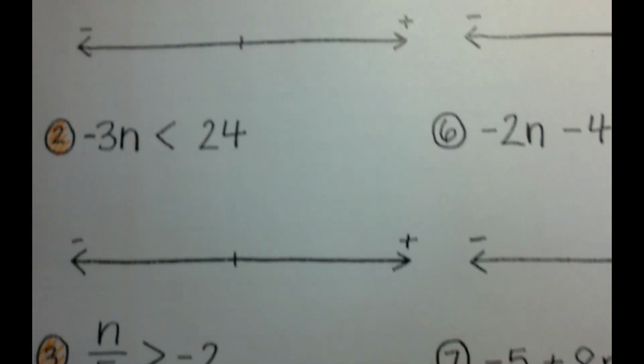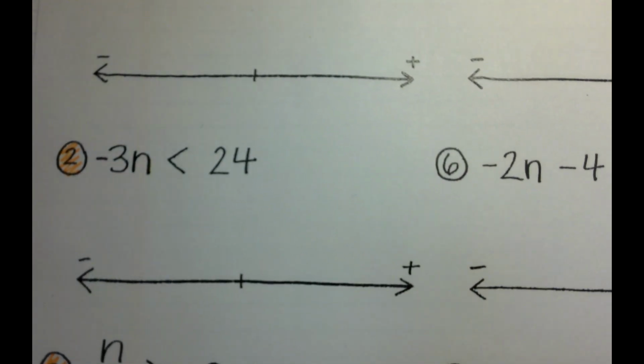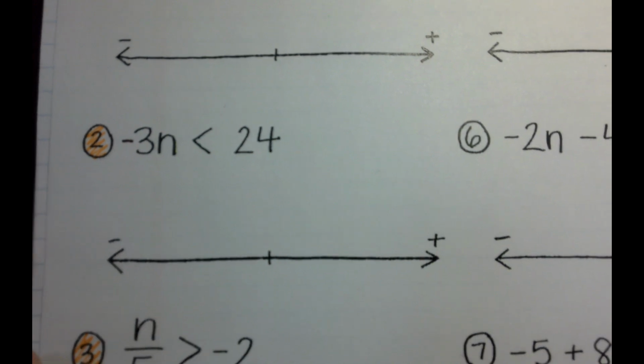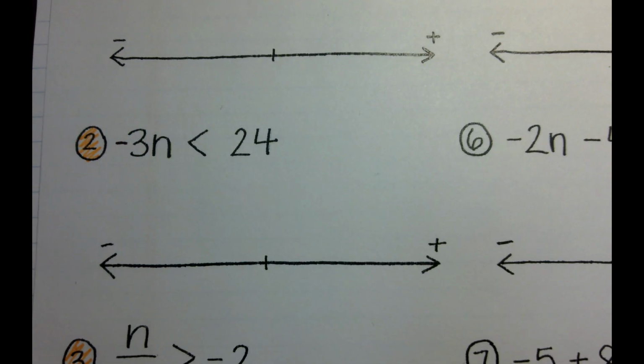So on problem number 2, I have negative 3 times n, and I used n this time instead of x to help us not confuse it with the multiplication symbol. Negative 3 times n is less than 24. What would we do for our first step here? Divide by negative 3. Divide by negative 3, yes. And what were you saying, Keith? Oh, it's still frozen. Thank you.